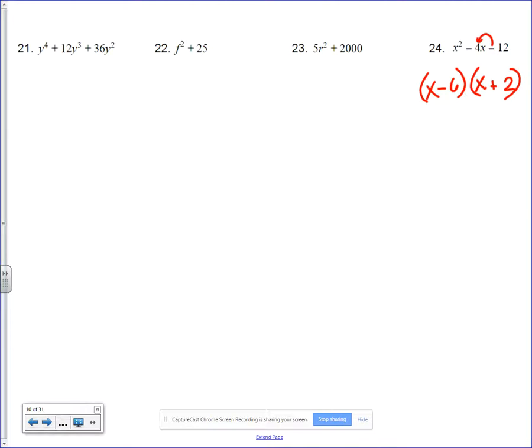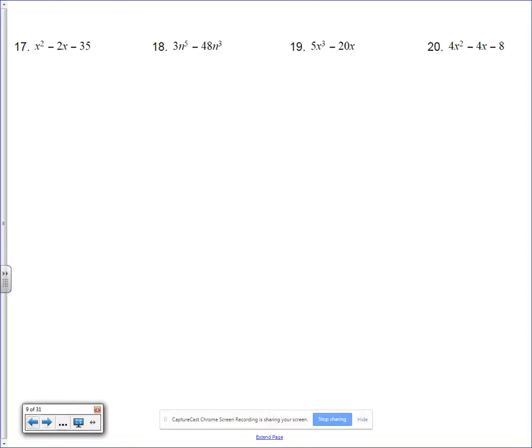Okay, now let's go to number 17. Do you have a GCF? Nope. How many terms? So you need to make binomial times a binomial. Long way or short way? This will be the short way because it starts with a 1. We will fill them with x's. You need factors of 35 that subtract to 2. Because it's subtracting to 2, does that mean same or different? And the bigger one needs to be negative.